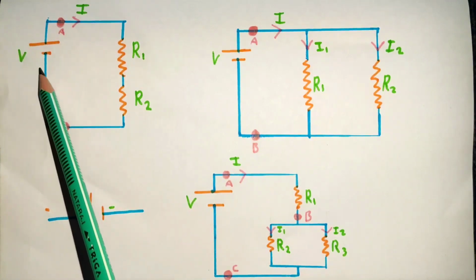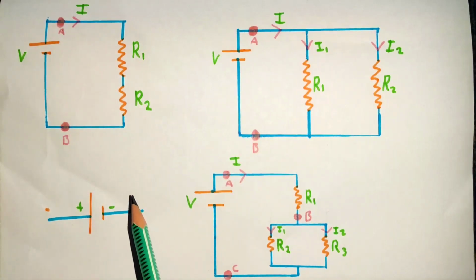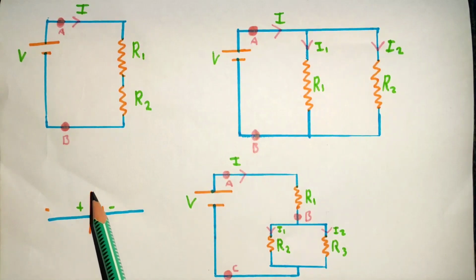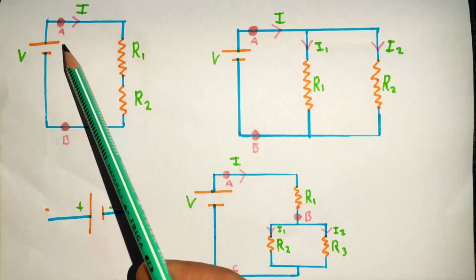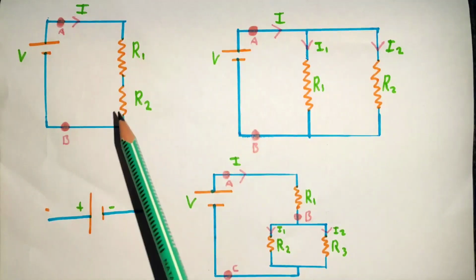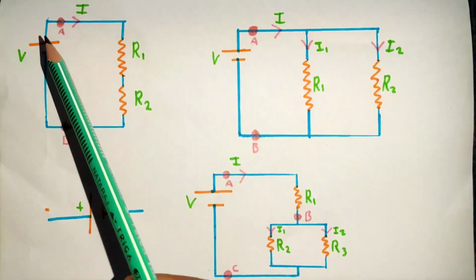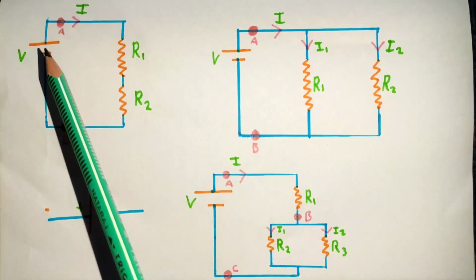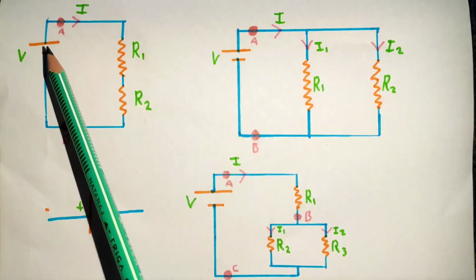So I took this symbol which is used to denote a battery and redrew it here, where the positive terminal of the battery is denoted by the big line and the negative terminal of the battery is denoted by the small line. And we consider that the current flows from the positive terminal through the circuit to the negative terminal. In short, current flows from the positive terminal to the negative terminal. But electrons flow in just the opposite direction of the current. They flow from the negative terminal to the positive terminal.